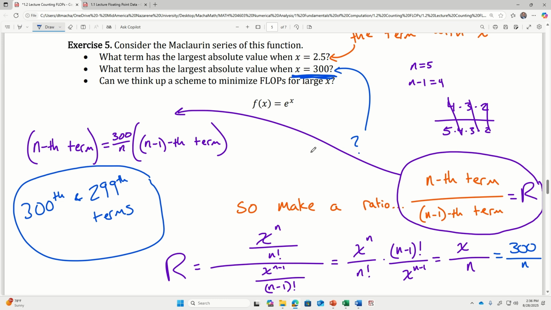I should start by adding together the 299th term and the 300th term, okay? That's what I should begin with. Those are the biggest contributors. All of these terms are positive. There's no negatives, right? So I might as well start with the biggest ones. And then after I add those biggest ones together, I should start adding the next biggest one. So maybe after 299 and 300, I should try 298 and 301 and 297 and 302 and 296 and 303.